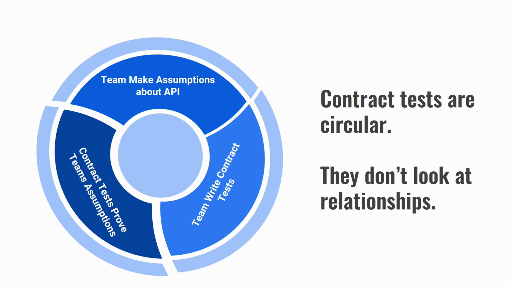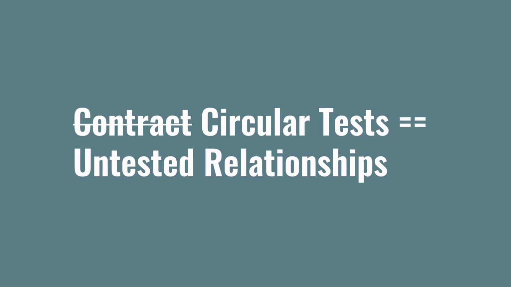At no point in this process have we spoken to our consumers to see how they actually use our microservice. We've not examined the relationship. We've just made assumptions about that relationship. And that's not to say these tests don't have their place. They're great for checking the versioning of APIs and those sorts of things, but they're not good for testing relationships. In fact, when you think about contract tests for testing relationships, I would like you to think about them more as circular tests because they don't look at those relationships.